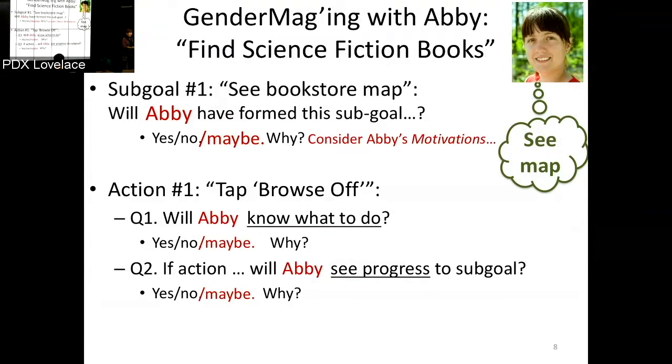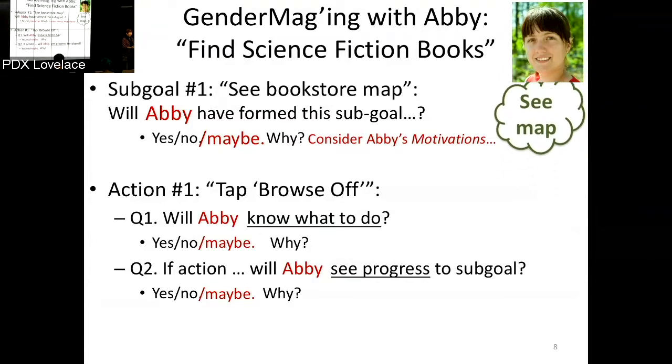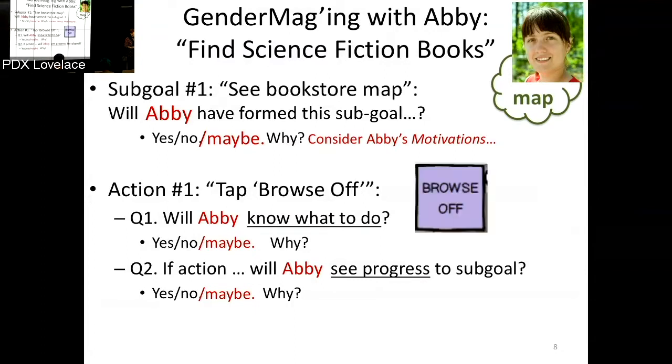So they answer it, and then we push that sub-goal into her head. So maybe she didn't have it before, but she's got it now. That's so we can move on with the analysis. And then we start thinking about action. So if she has this sub-goal, she wants to see the map, what did the developers want her to do? Well, they wanted her to push the browse off button. This is how you can tell they were students, okay? Because if you want to see a map, tapping browse off doesn't seem terribly logical, but okay.